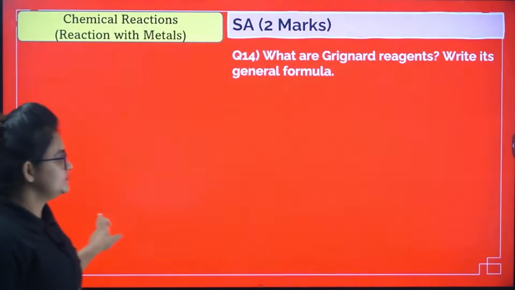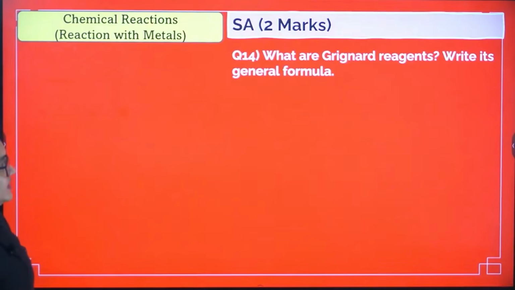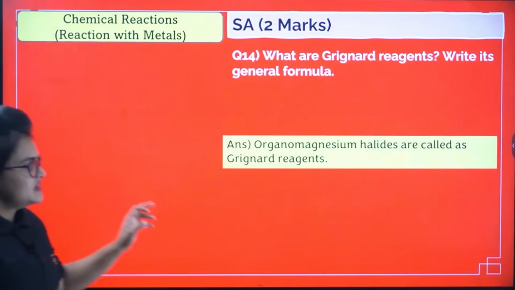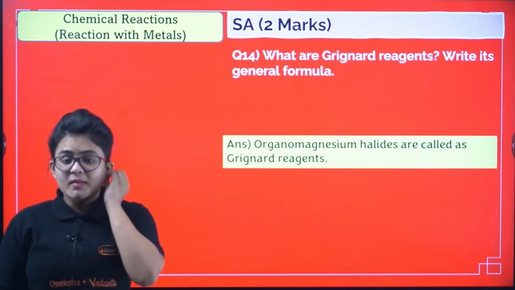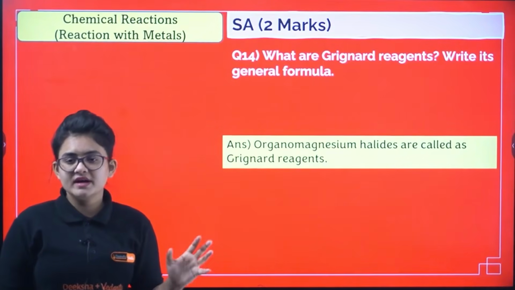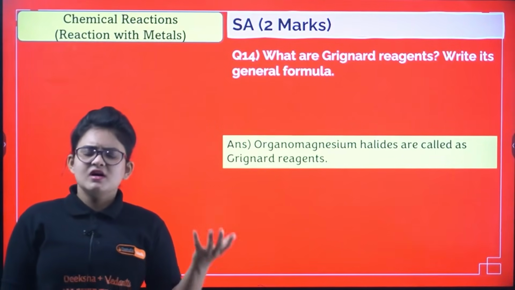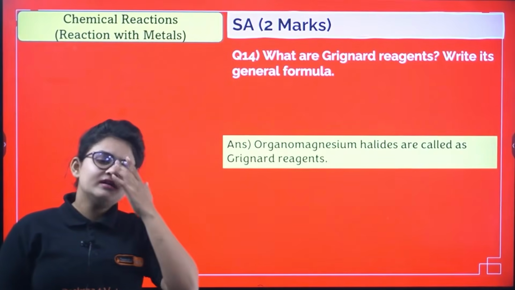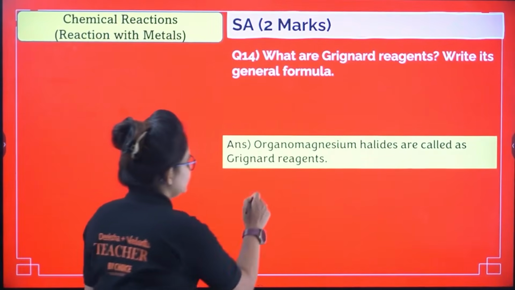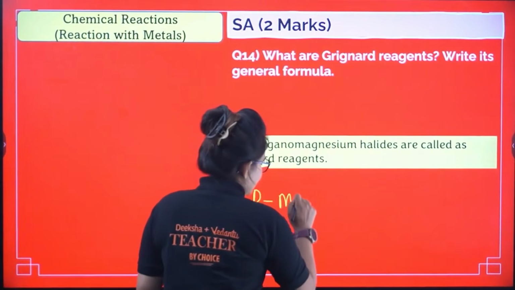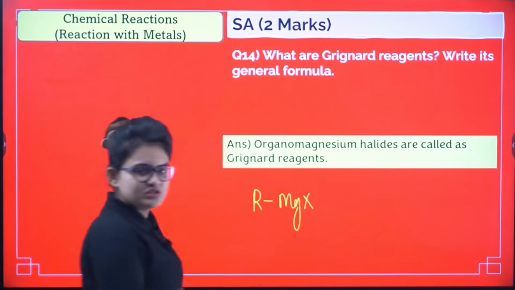Okay, let's proceed. What are Grignard reagents? Write the general formula. So it's an organomagnesium compound, organomagnesium halide you can say, or bromide you can say. They are called Grignard reagents. So usually we denote it as RMgX. X is the halogen over here.